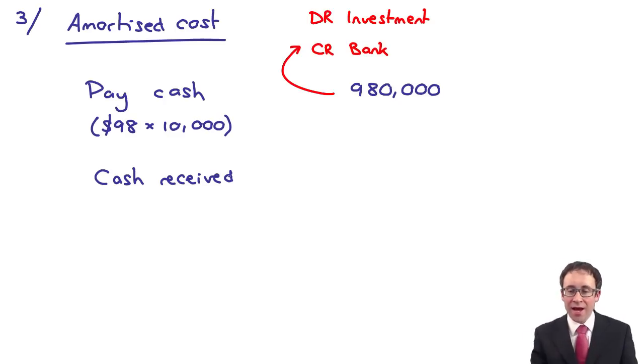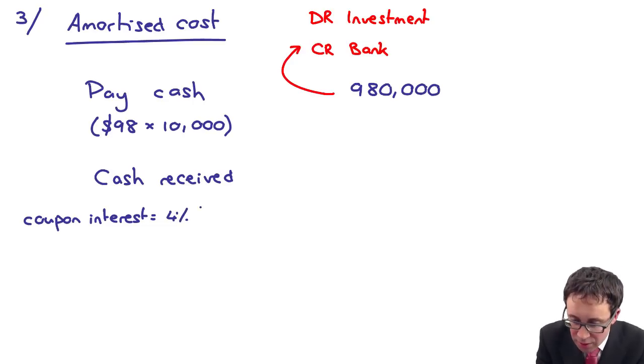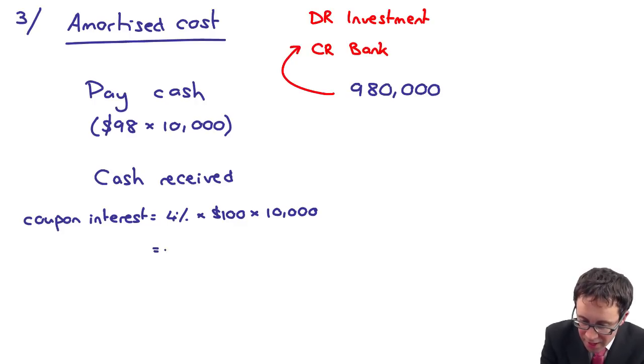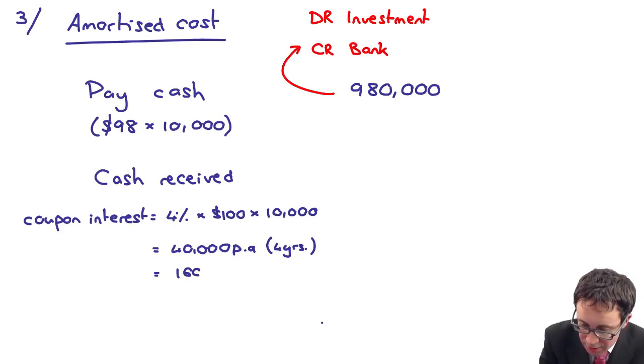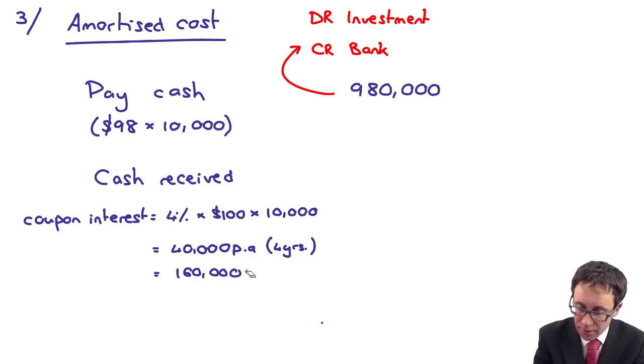Okay. Well, the amount of cash that we received is going to be based upon the coupon interest, which is 4%. 4% of the par value, which is $100. And there are 10,000 of those debentures in issue. So is it 40,000 per annum? But that's going to be there. Is it for 4 years? So is that $160,000 that we receive in total? Okay. You will see where we're heading in a moment.